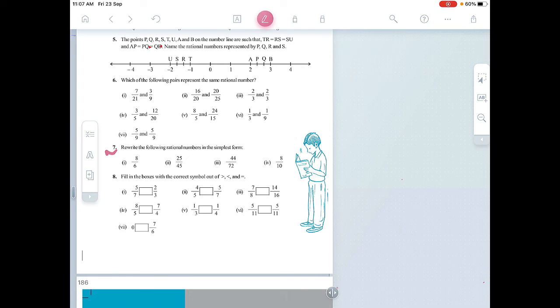Rewrite the following rational numbers in their simplest form. Again very easy. These two sums I will do and these two will be done by yourselves. So question number 7, 3.